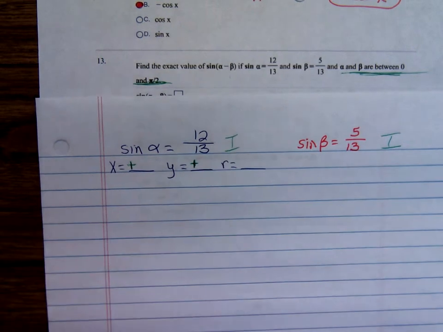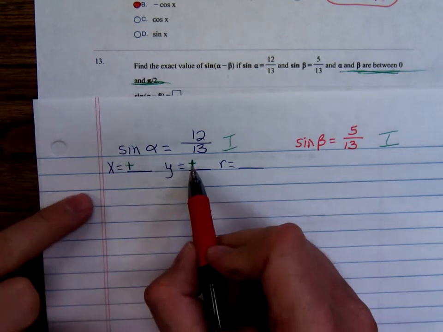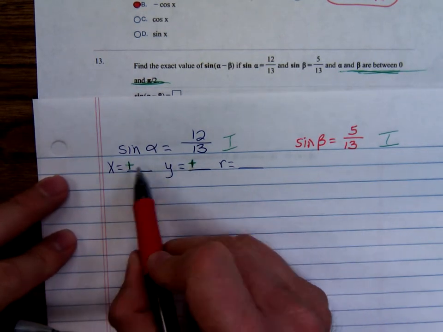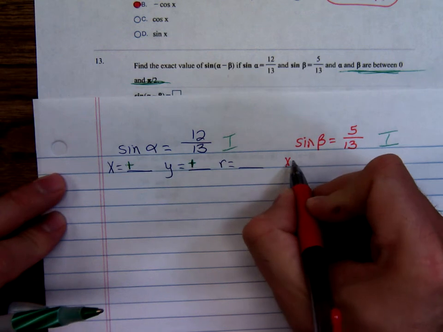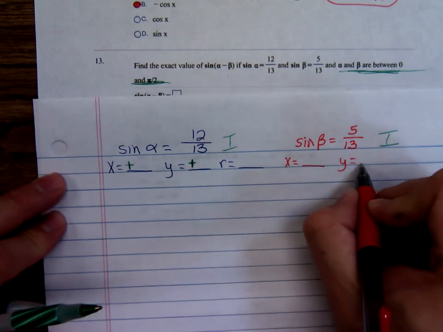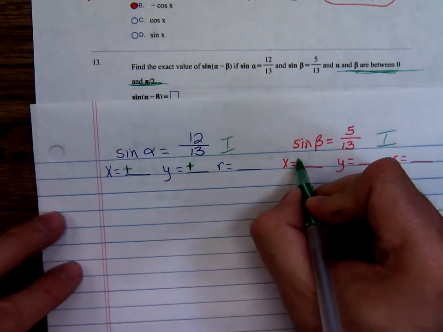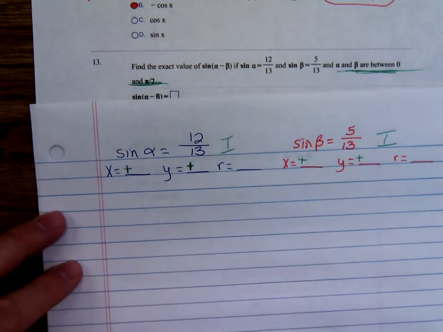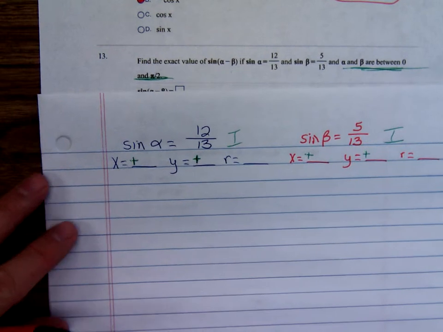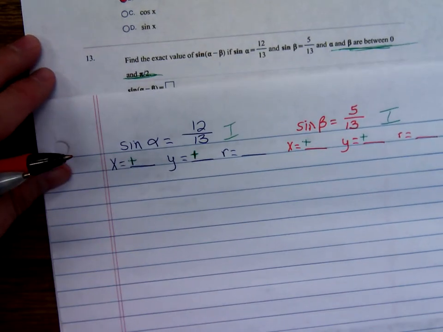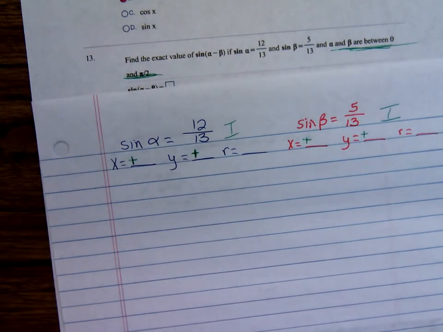Just to show, sometimes students say, well, wait, what did you do with that part there about the 0 and pi over 2? That's what makes me know that x and y are both positive. Same thing over here. X and y will both be positive. We're going to have some problems, well, I'll discuss that later.